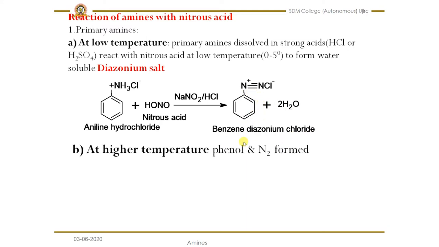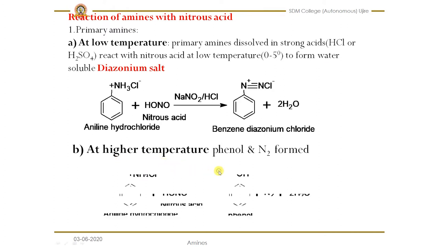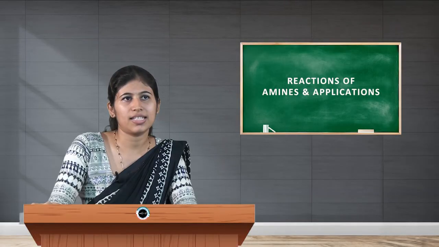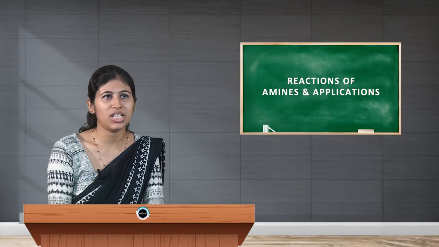Similarly, if it is at higher temperature, it gives phenol, and there will be elimination of nitrogen. If you treat the aniline hydrochloride with nitrous acid, it produces phenol by the removal of nitrogen gas. That is about the reactions with primary amines.